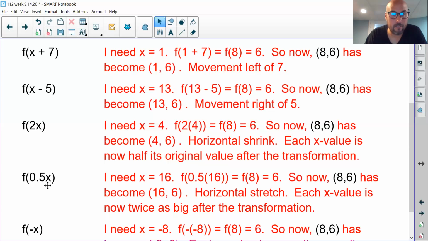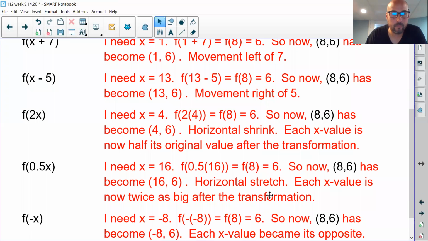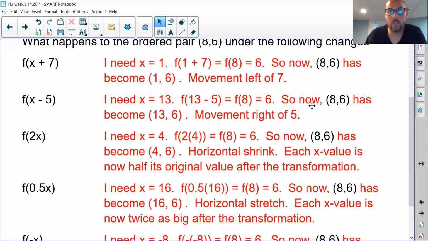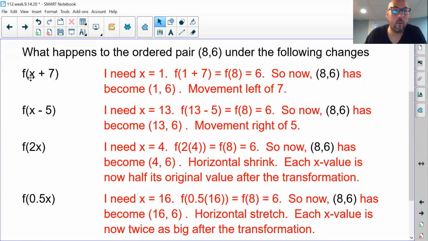And then f of 0.5x, x would have to be 16. So 0.5 times 16 gives you f of 8. And now 8, 6 becomes 16, 6. So this is a horizontal stretch. Again, you can think all the x values are divided by 0.5. And dividing by 0.5 is the same thing as multiplying by 2, which is why 8 as an x value became 16. Here you divide by 2, which is why 8 became 4. Here you go to the right 5, which is why 8 became 13. And here you go left 7, which is why 8 became 1.